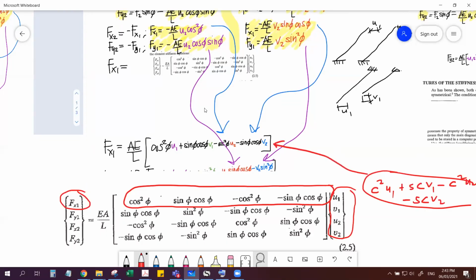On our derivation, this one: cosine square phi u2, negative, right? Then this one, negative sine phi cosine phi v2 is fx1 here. Negative AE over L. So that means if on your assignment you did this assumption, you will be getting these first two terms.